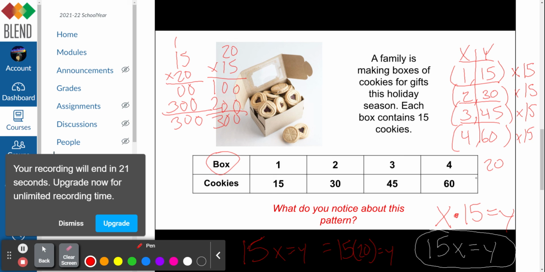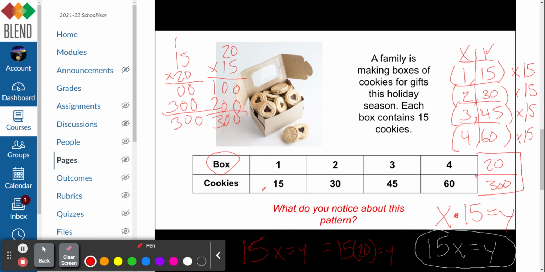Okay, so there you go. We could find out how many cookies are in 20 boxes by using that same formula. All right, so this formula, 15x equals y, is true forever. So now let's take a look at how to graph this. So when we come back, we're going to take a look at graphing this exact problem.